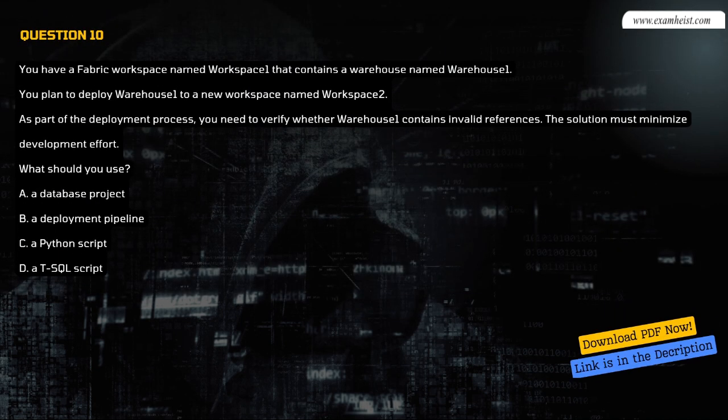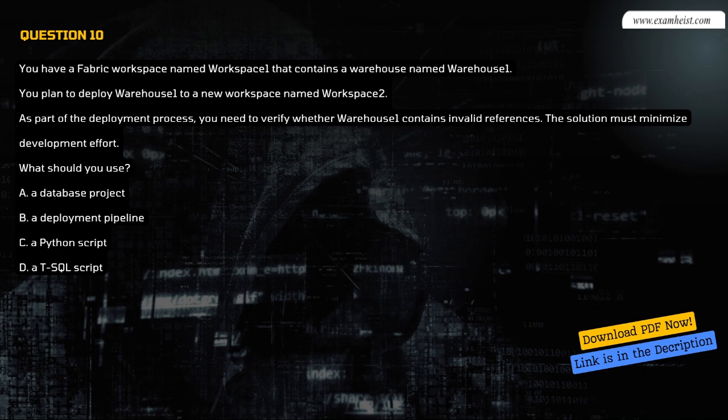Question 10. You have a Fabric workspace named Workspace 1 that contains a warehouse named Warehouse 1. You plan to deploy Warehouse 1 to a new workspace named Workspace 2. As part of the deployment process, you need to verify whether Warehouse 1 contains invalid references. The solution must minimize development effort. What should you use? A. A database project. B. A deployment pipeline. C. A Python script. D. A T-SQL script. Speaking ahead, the correct answer is B.